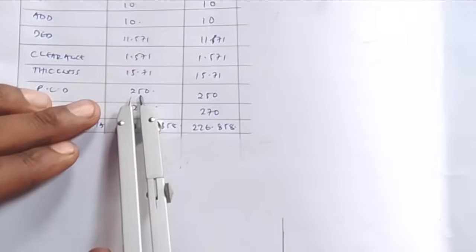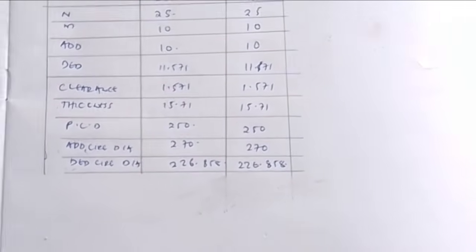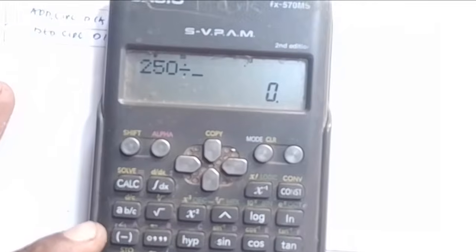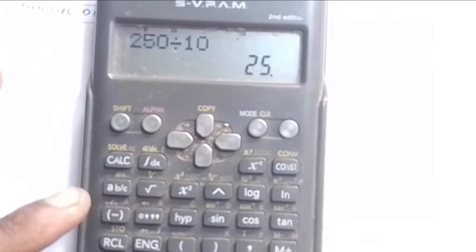Now quickly, you draw the PCD. You first identify the PCD on your table. What is the PCD of the wheel? The PCD of the wheel is 250. So take your calculator. This is already in millimeters. So you say 250 divided by 10, to change it into centimeters, it will be 25.